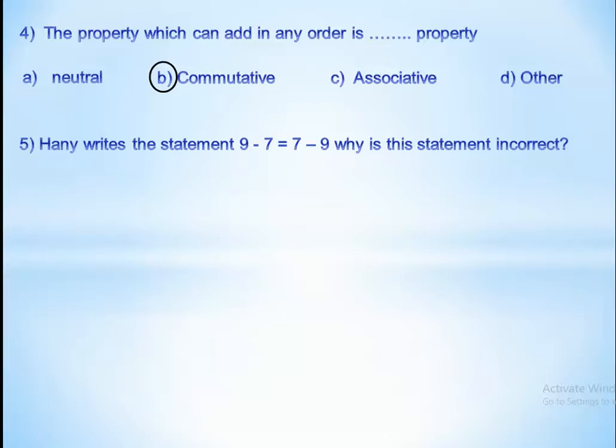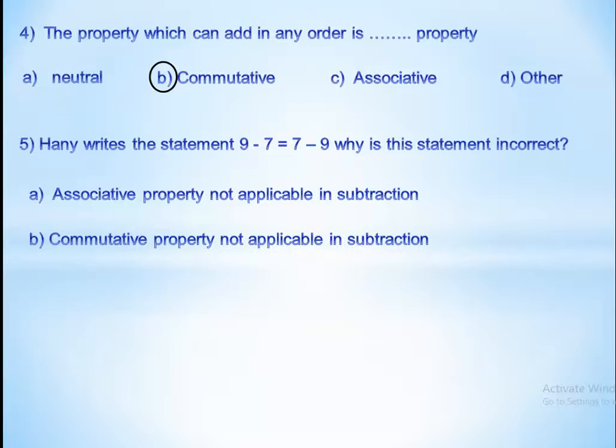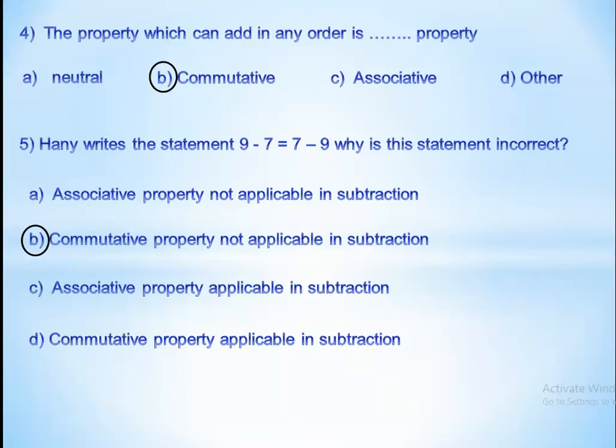Hani writes the statement 9 minus 7 equals 7 minus 9. Why is this statement incorrect? We know that the commutative property is not applicable in subtraction. Okay, associative property is not applicable in subtraction. Commutative property is not applicable in subtraction. Yes, this is the right one. Associative property is not applicable in subtraction. Commutative property is applicable in subtraction. Okay, so the right answer: commutative property is not applicable in subtraction.